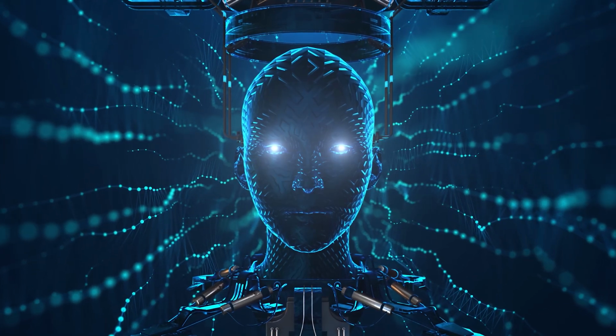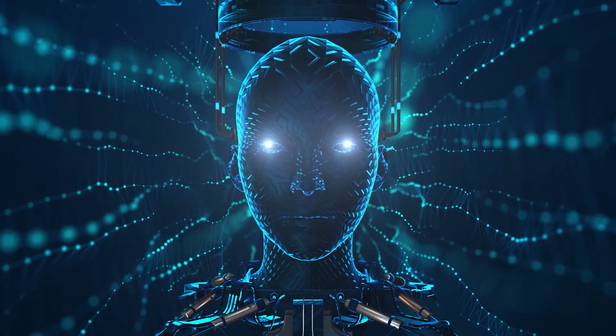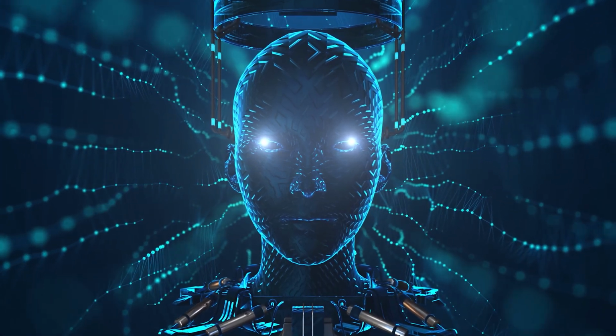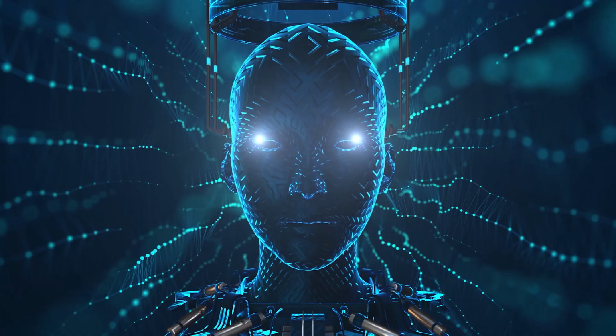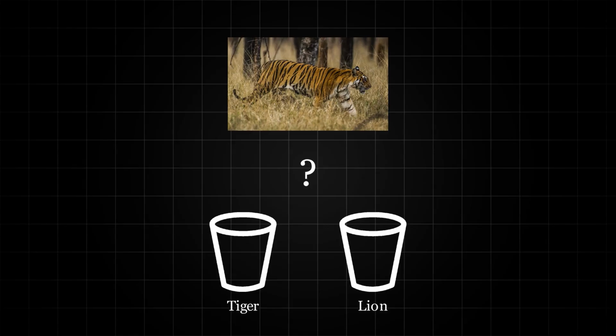When a computer learns to make predictions from data, it creates something known as a model, which takes an input like an image and gives an output, like how confident it is that the image belongs to a certain category. In this example, we looked at classification, where the goal is to sort data into categories, like tiger or lion.